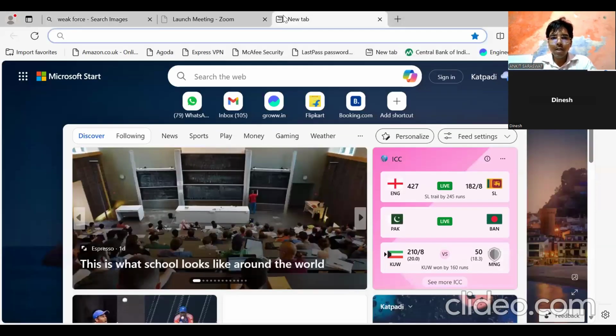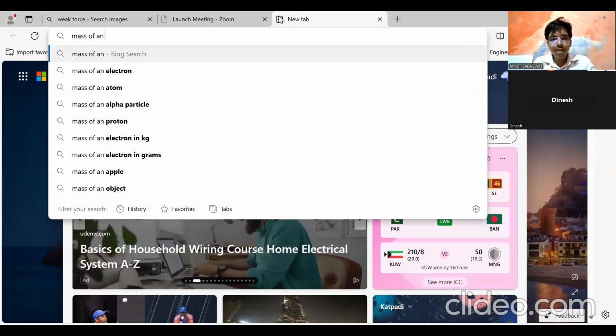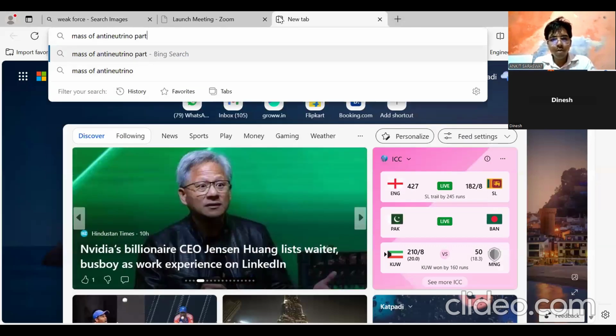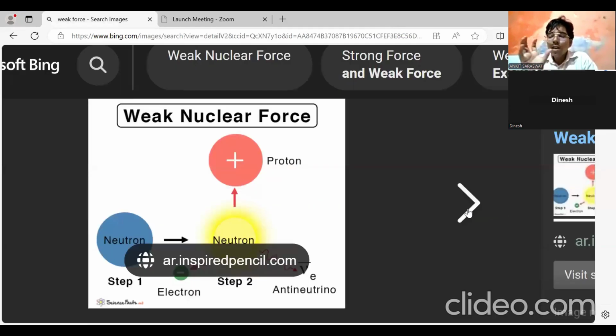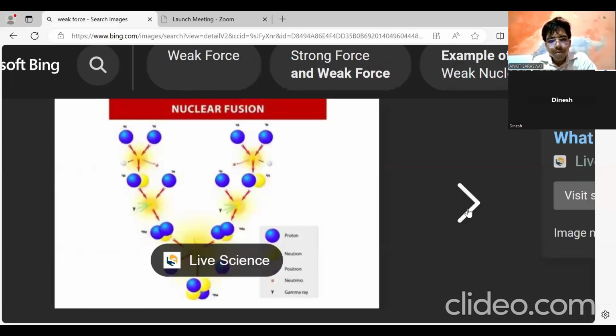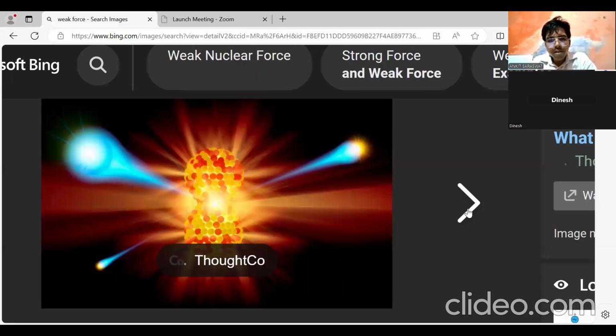Mass of antineutrino, let me check. We can confirm. Mass of antineutrino, we can check. It is very less. Here, 1.6 means it is massless, very less: 1.6 multiplied by 10 to the power minus 33 gram. Very less mass. That is, I am saying massless almost. So antineutrino, it's nothing, it's the energy particle. You can check here, like this. This is a reaction.